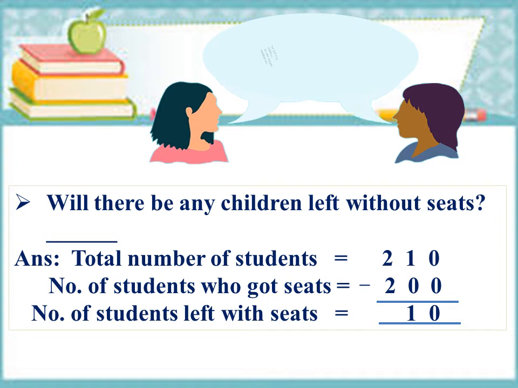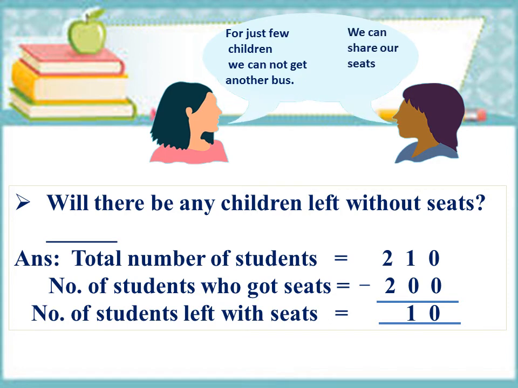Then some children are talking like this: for just a few children, we cannot get another bus. Then they are thinking that we cannot get another bus, but we can share our seats.